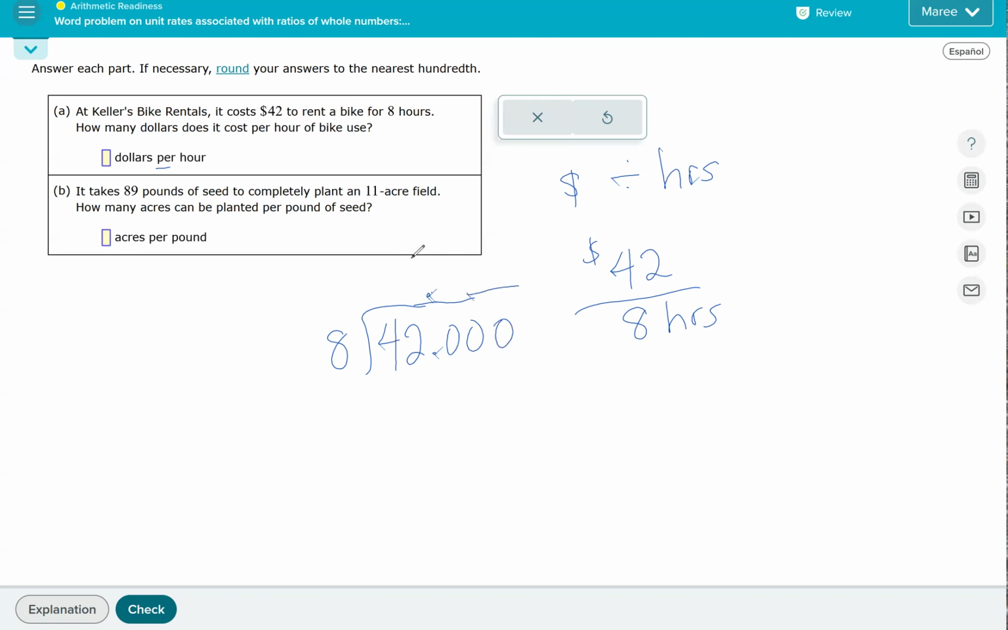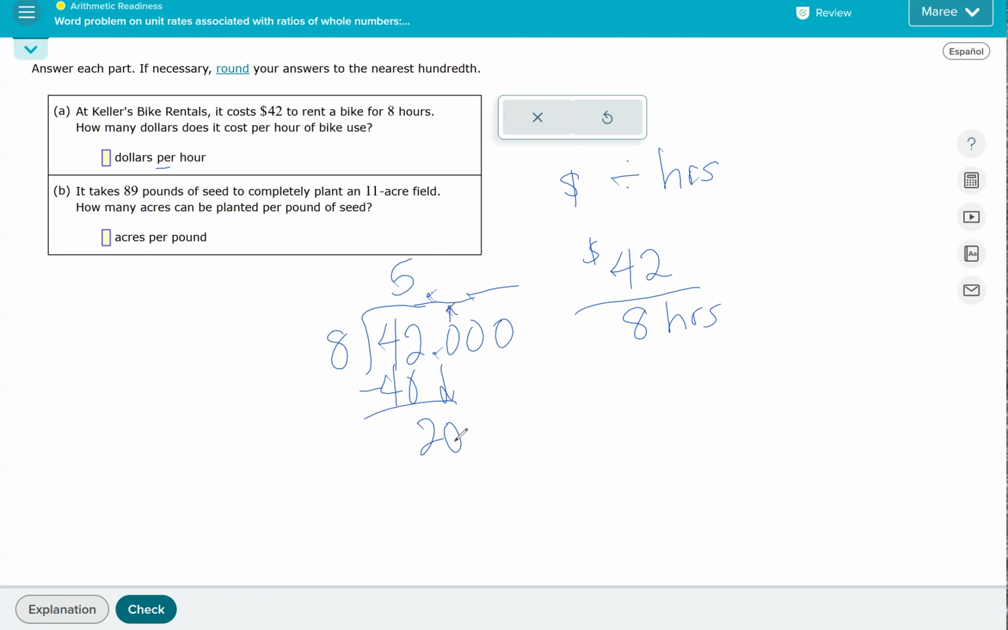8 goes into 42 5 times. 40, subtract, 2, bring down. Again, when you do long division, ignore the decimal under the box. Once you put it up into your answer where it goes, you don't have to pay attention to it anymore as you're doing your math.